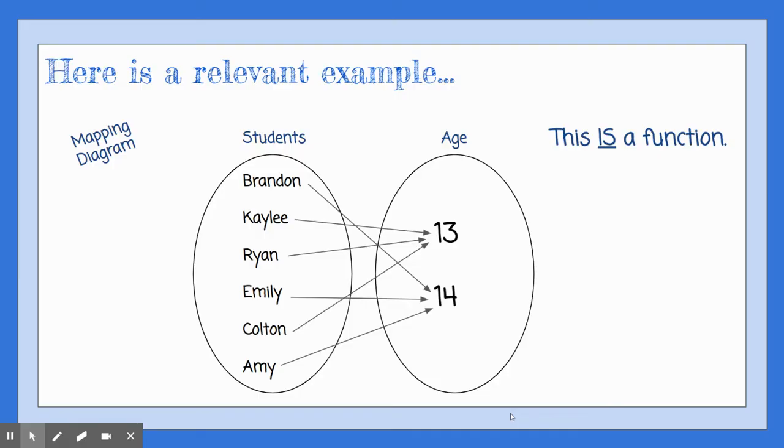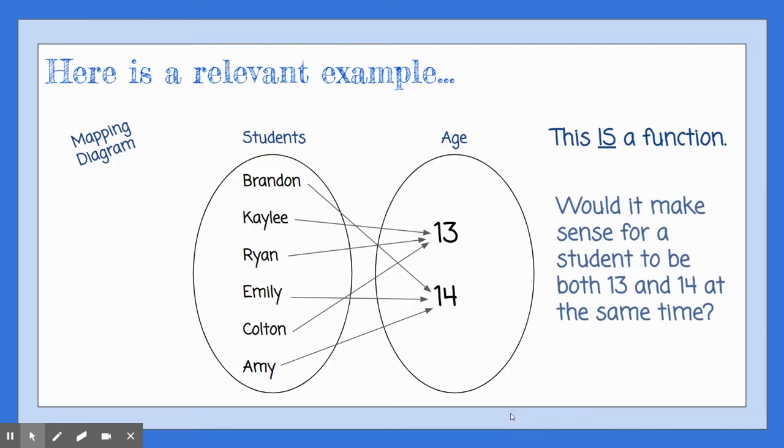Now that makes sense to us. Mathematically speaking, we look at examples of functions and non-functions, but in the real world, this would make sense to us. So this is a function. Would it make sense for a student to be both 13 and 14 at the same time? Well, no, we cannot have one student that is matched to the 13 and 14. You cannot be 2 different ages at the same time.